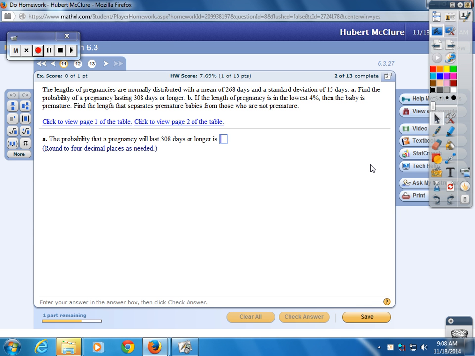268 days with a standard deviation of 15. So the first thing you do is what? Draw a picture. Find the probability of the pregnancy lasting 308 days or longer.